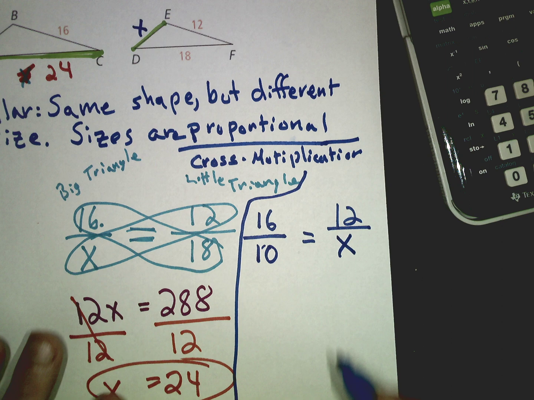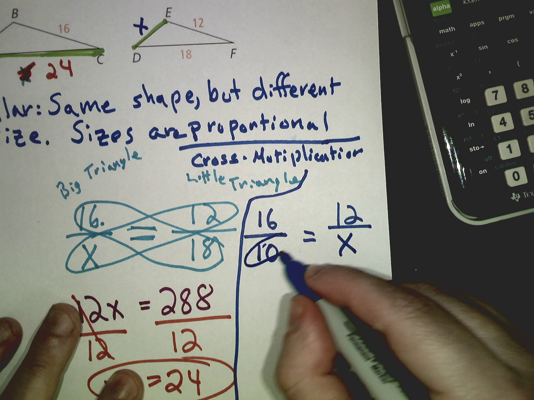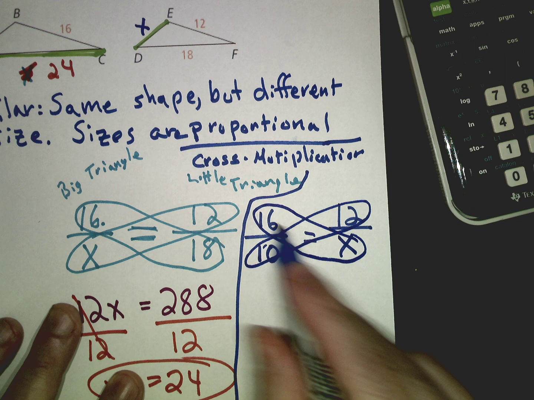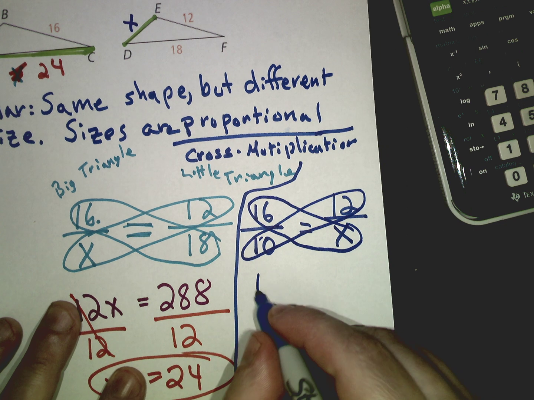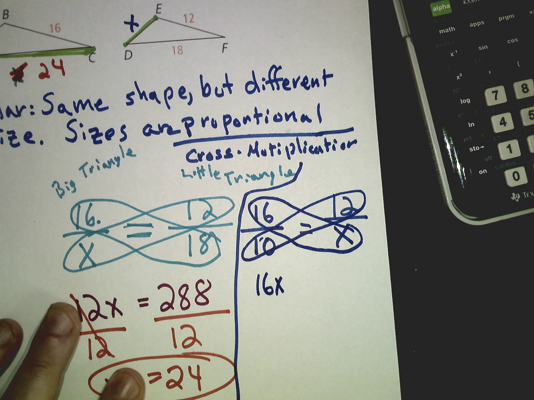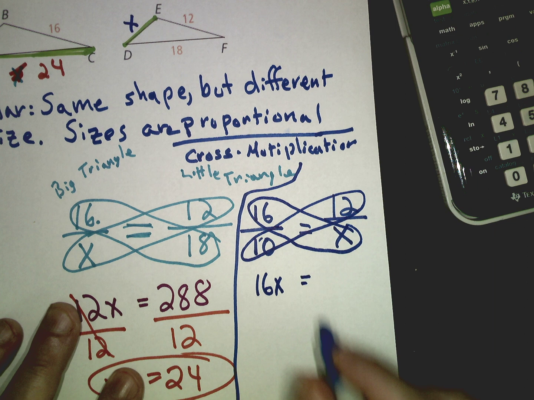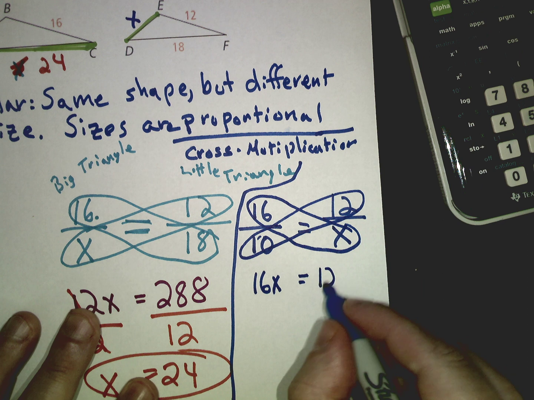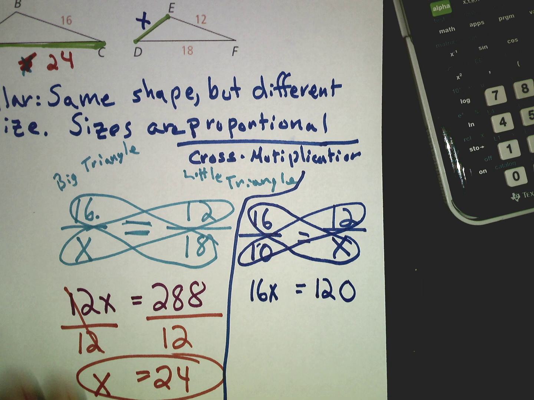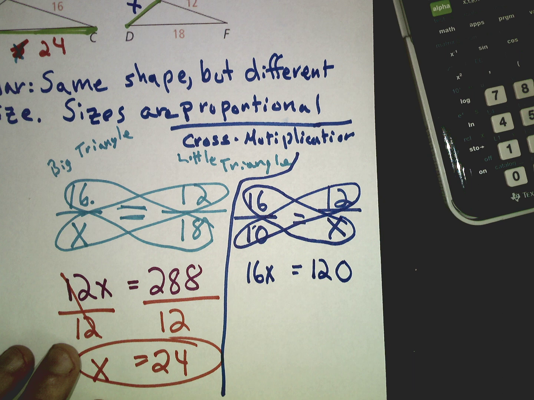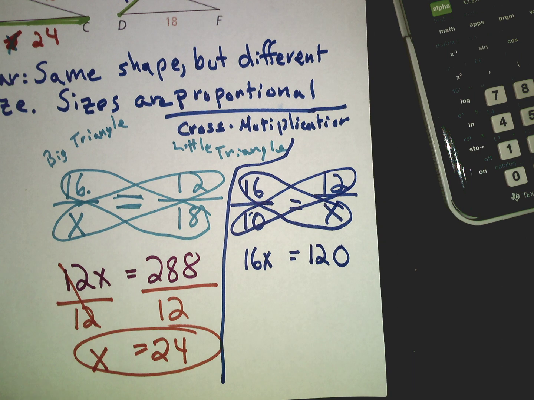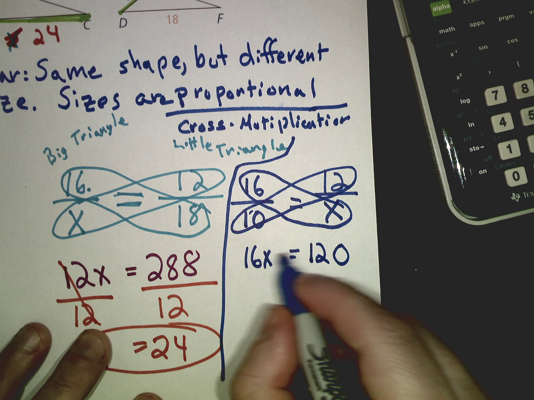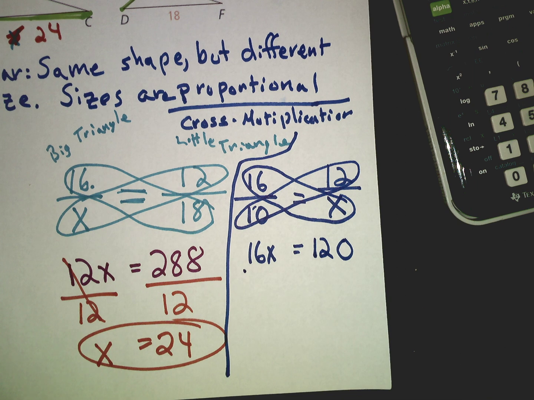So, keep working. We do our cross multiplication. 16 times x, 16x, easy enough, equals, bring that down, 10 times 12, a little bit easier. I don't necessarily have to do it in the calculator, but if I want to, I can. 10 times 12 is 120. Next step. Almost the same exact thing here. I'm going to divide.